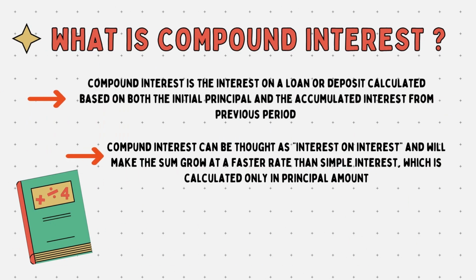What is compound interest? Compound interest is the interest on a loan or deposit calculated based on both the initial principal and the accumulated interest from previous periods. Compound interest can be thought of as interest on interest and will make the sum grow at a faster rate than simple interest, which is calculated only on the principal amount.